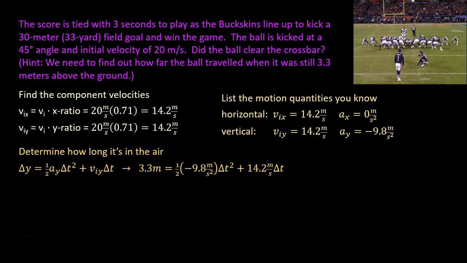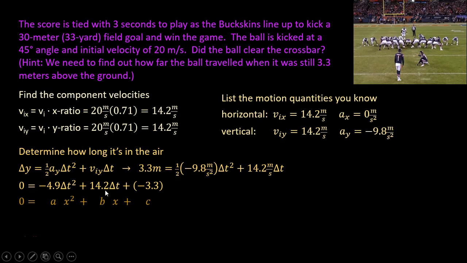Next, we want to determine how long it's in the air. We're going to use equation 2 for that. We have to just plug in the numbers. We need to rearrange it to look like the quadratic equation. So I'm going to subtract 3.3 from both sides of this equation, and that'll give me 0 on the left-hand side, and on the right-hand side I have this expression. Now what I did is I took 1/2 times negative 9.8, and that gave me negative 4.9. And I dropped the units just so we didn't take up as much space.